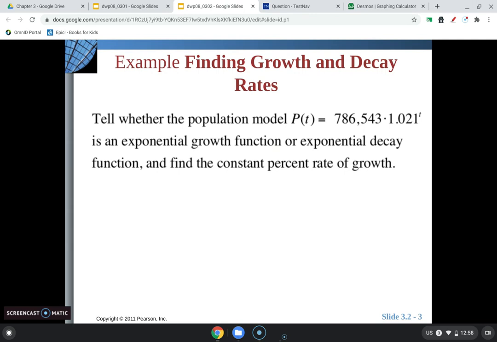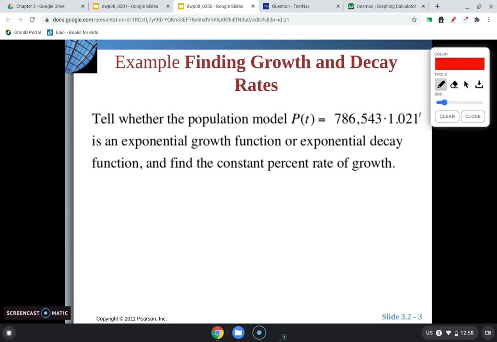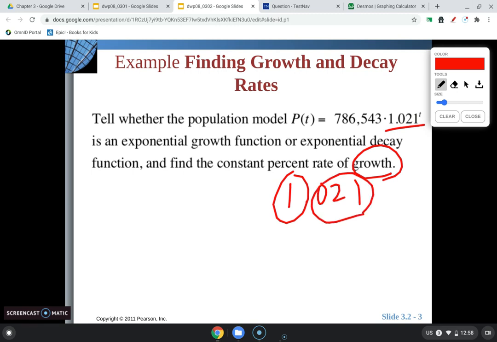So tell whether the population model P of T equals that is a growth or a decay function. Well, right here tells us what we need to know. 1.021. Well, there's a 1 in front, so that means it's a growth. And then this would be our decimal. So we turn that into percent. So that would be 2.1% growth function.